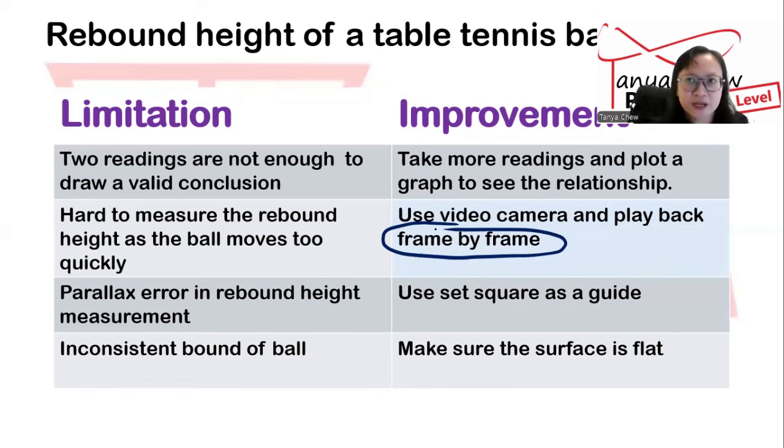All I need to do is let go of the ball and let it rebound first, so I roughly know the rebound height of this ball. I take a set square and place the set square as a guide on the scale of my meter rule. Only then do I take the reading on my meter rule. And the last limitation could be the inconsistent bounce of the ball due to the condition of your bench. The improvement is just to make sure that the surface is flat.